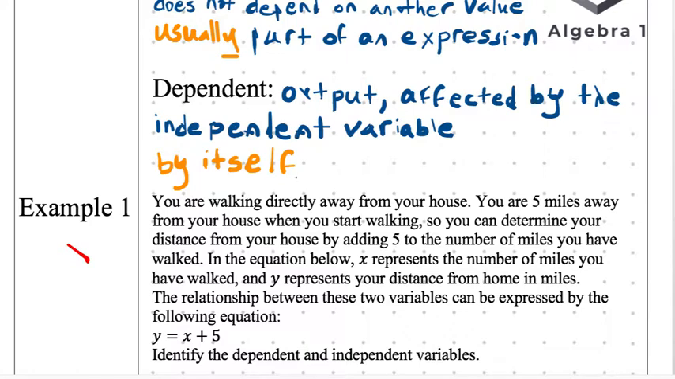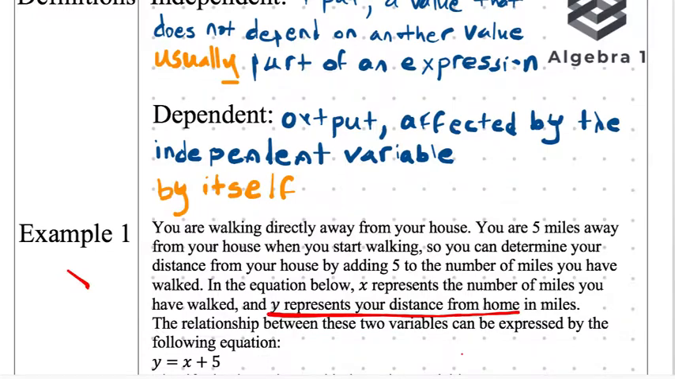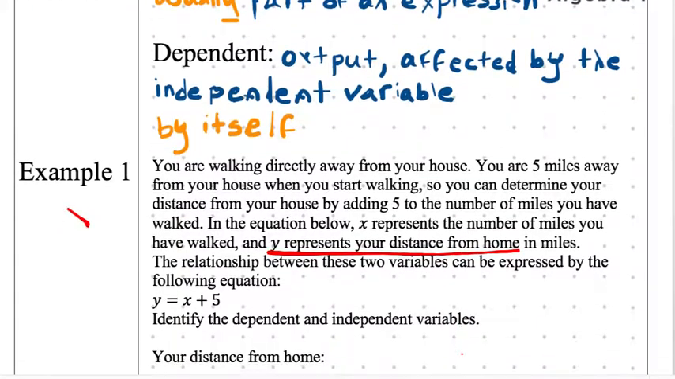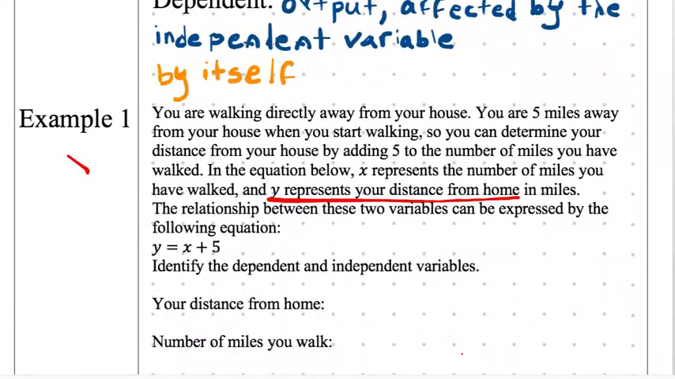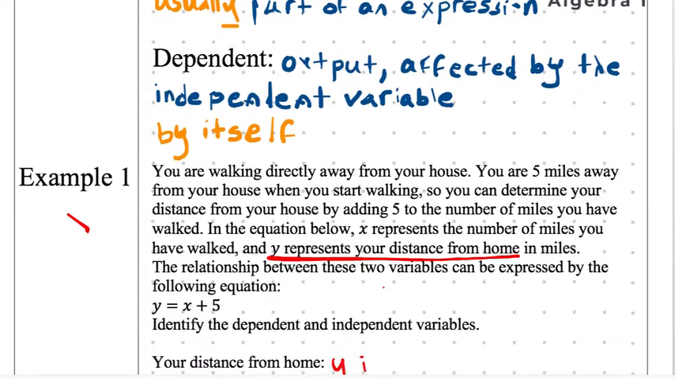The distance from home is right here. Y represents your distance from home. So underline that part. So our distance from home, y, is... it keeps jumping back up here, and that's annoying.